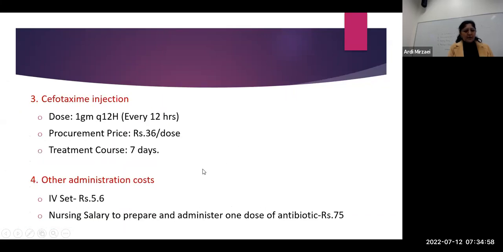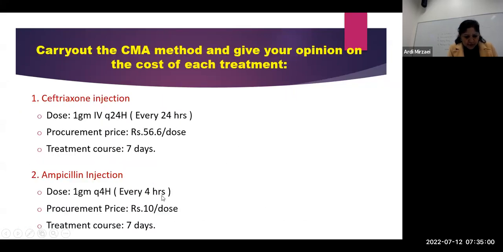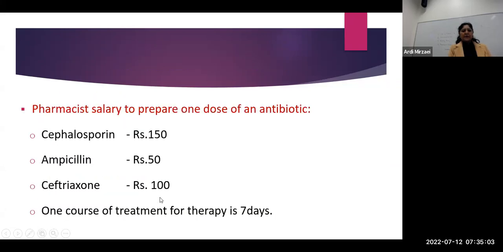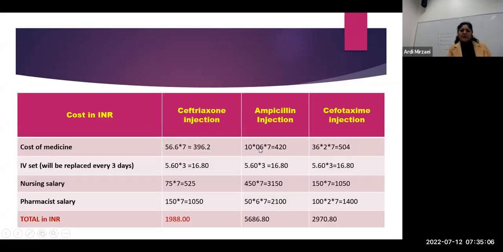So what about ampicillin? We'll have to look at the dose. Ampicillin is given every 4 hours. So every 4 hours if it is given, in 24 hours, 6 doses are given. So 10 into 6 per day. And for 7 days, it is 10 into 6 into 7. That is 420 rupees. Then the IV set again replaced every 3 days, so 16.8.